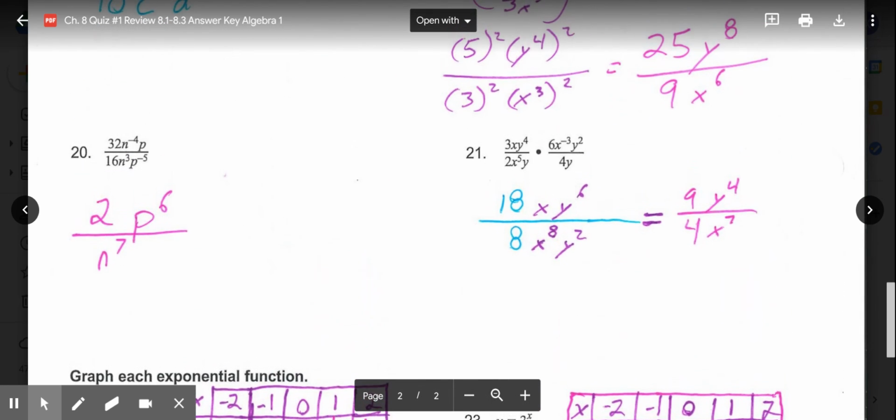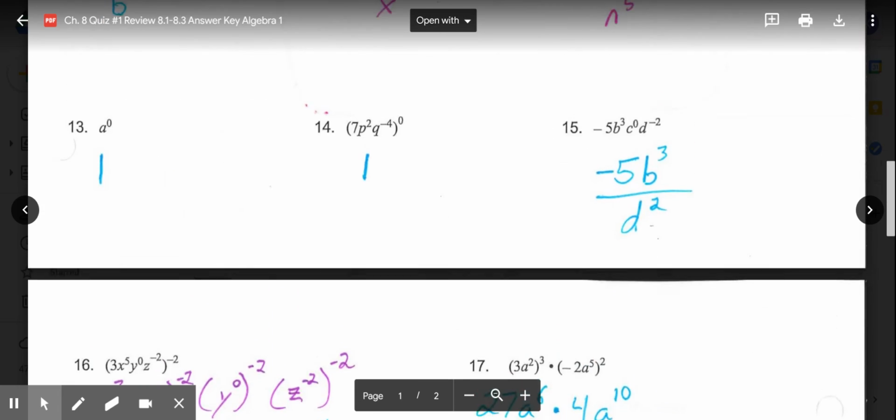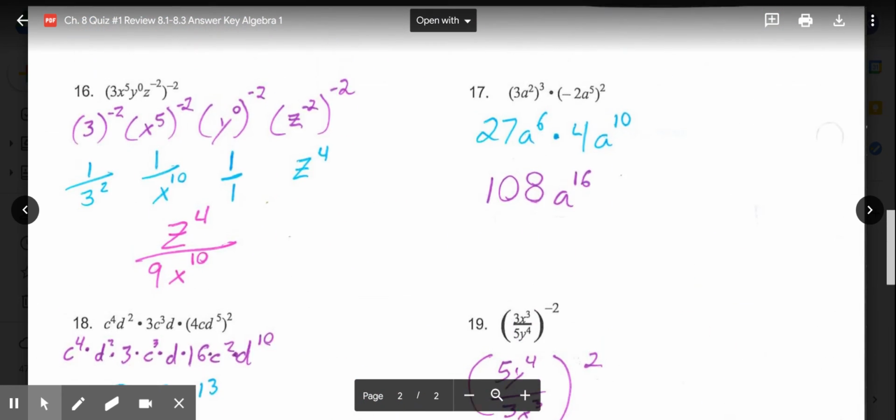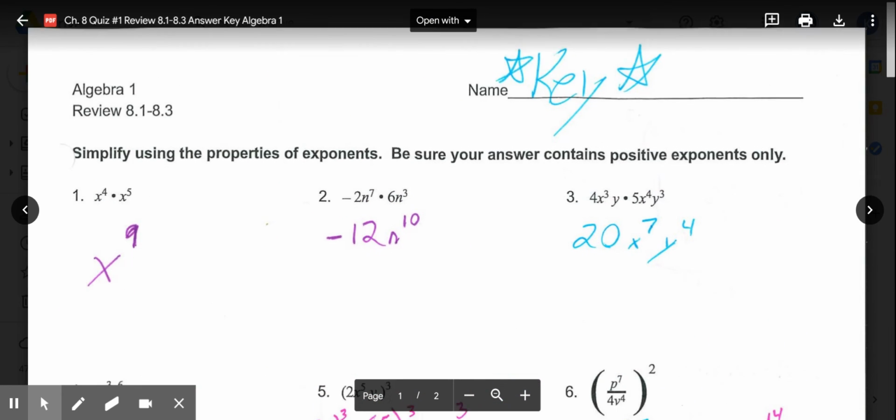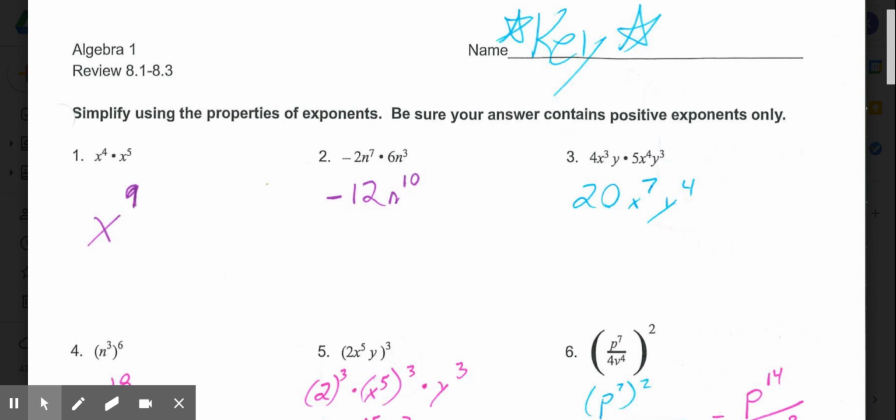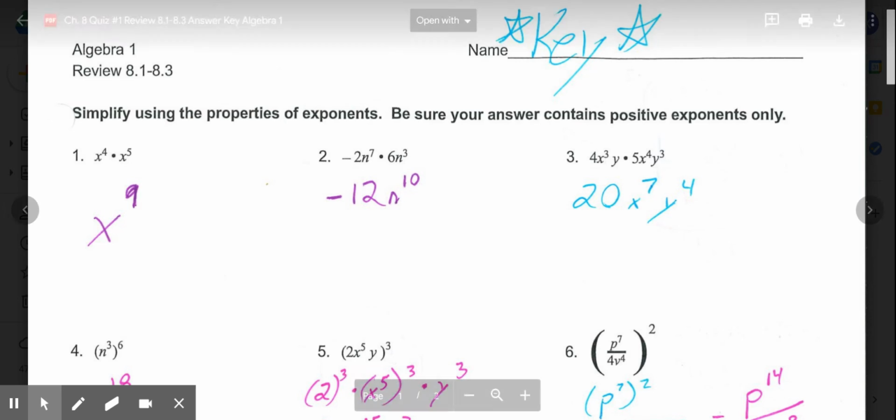But the key to what will help you on the quiz are numbers 1 to 21 on this review, and then making sure on lessons 8.1, 8.2, and 8.3 that you have your note sheets with the rules at the top.